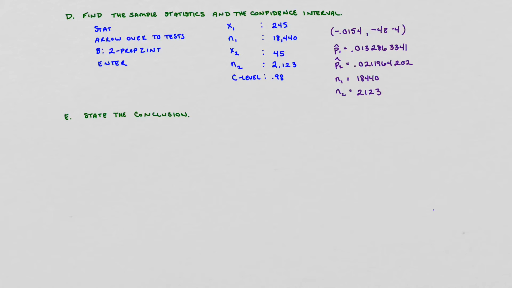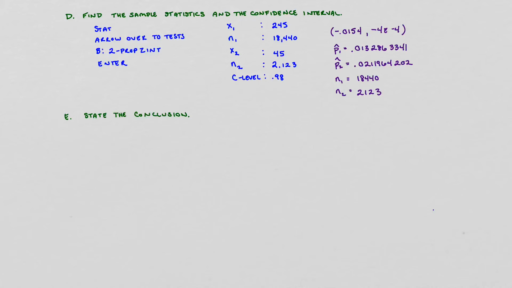Remember, X1 and X2 are referring to the number of successes, or in other words, the number of children that were diagnosed with ASD. X1 is referring to your Pennsylvania group. N1 is referring to your sample size. And then again, X2 is referring to your Utah group. N2 will be the sample size for that group. From there, you're also going to want to note your confidence level. And from the narrative, we note that we are going to be doing a 98% confidence level.